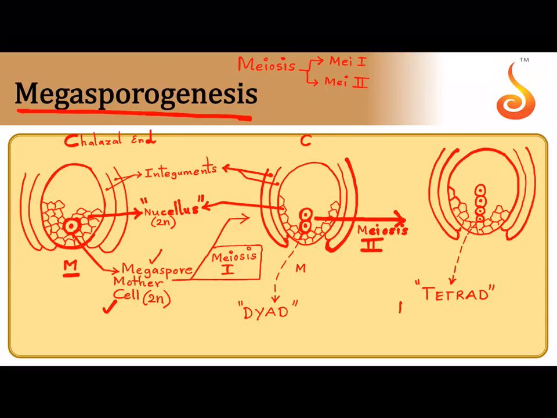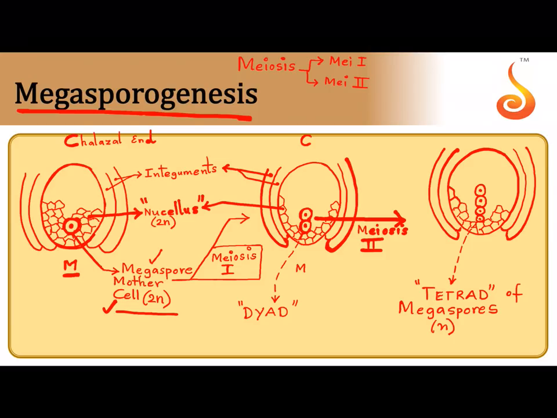And these haploid cells are now called megaspores. A tetrad of haploid megaspores. Clear to all of you? So we started off with one cell. Which was that cell? We started off with a megaspore mother cell.